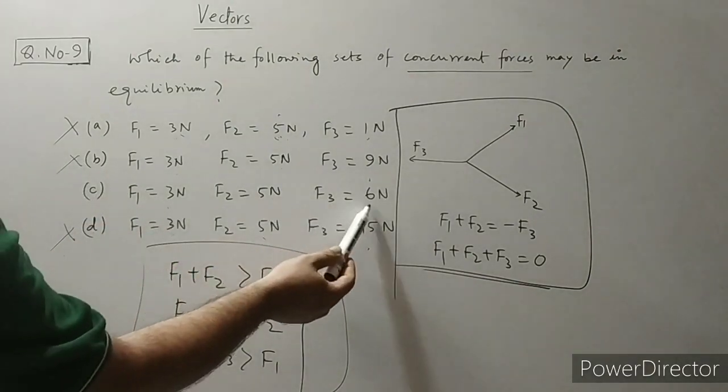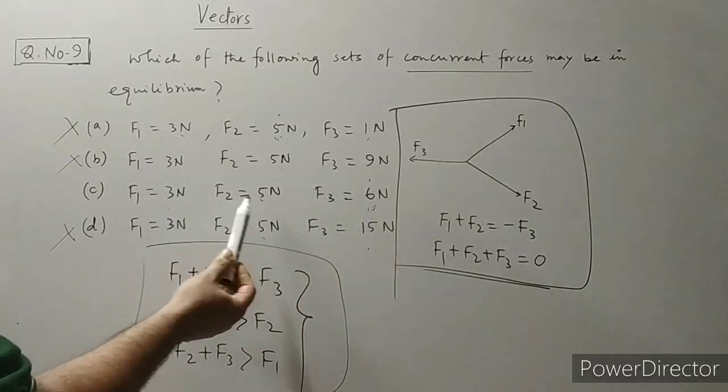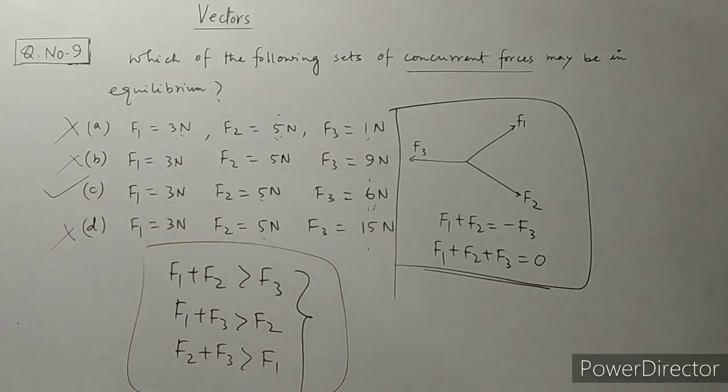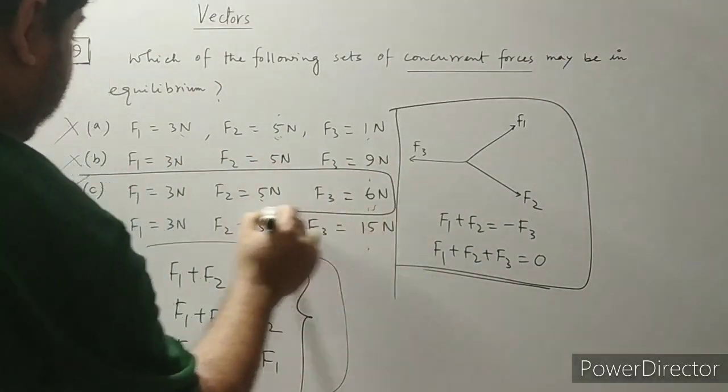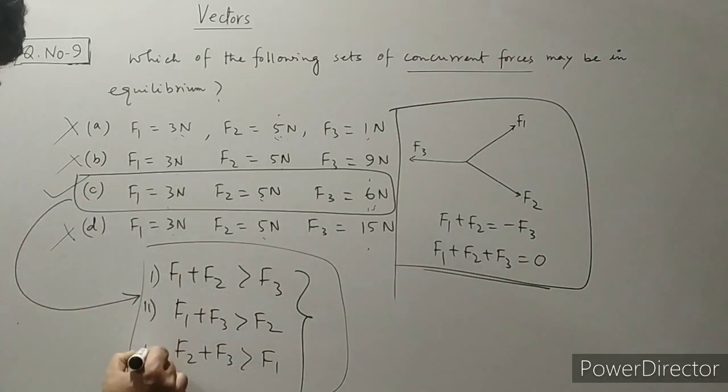3 plus 5 is more than 6. Yes. 5 plus 6 is more than 3. Yes. 6 plus 3 is more than 5. Yes. So that is the answer. Option C is the correct answer, satisfying all three conditions. That is why the concurrent forces which are in equilibrium will be 3 Newton, 5 Newton and 6 Newton. So option C will be our answer for this problem.